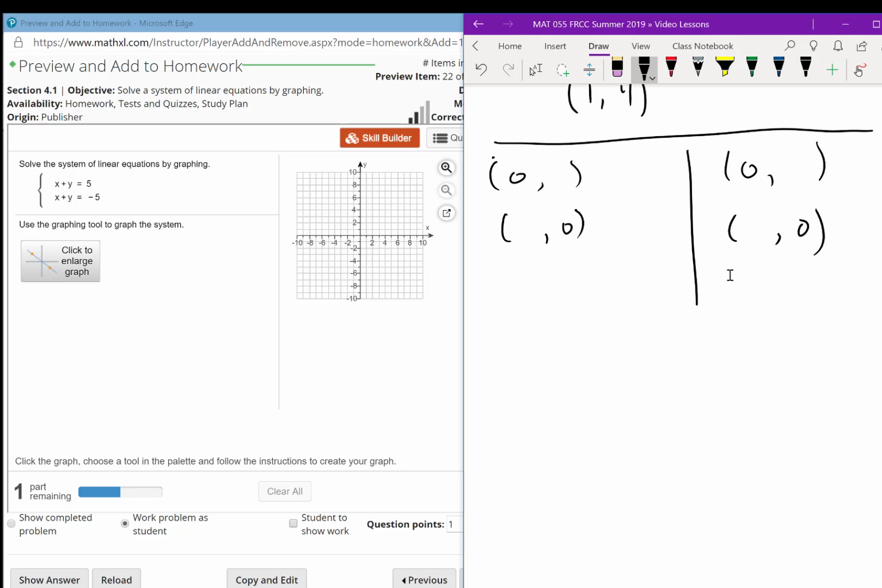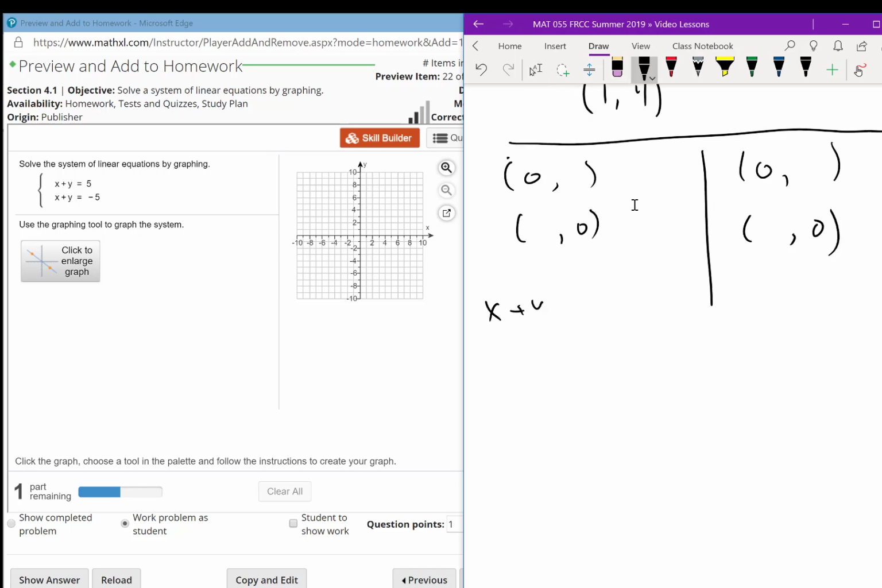So let's just note that for the first equation, we have x plus y equals 5. So when I substitute 0 plus y equals 5, so y equals 5. So I'll put a 5 there. And when I substitute the y as 0, I get x plus 0 equals 5, so x equals 5.